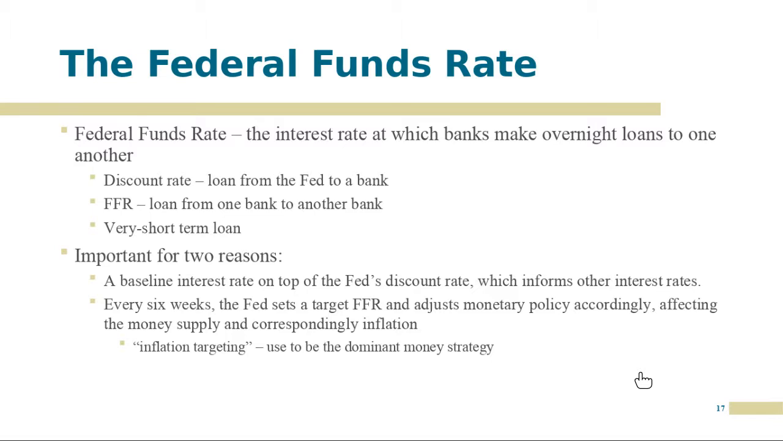Now, it's important for two reasons. Ultimately, it is the baseline interest rate on top of the Fed's discount rate, which informs other interest rates. So how much banks are loaning to each other informs how much banks are loaning to you. Every 6 weeks, the Fed sets a target FFR and adjusts monetary policy accordingly, affecting the money supply and correspondingly inflation.